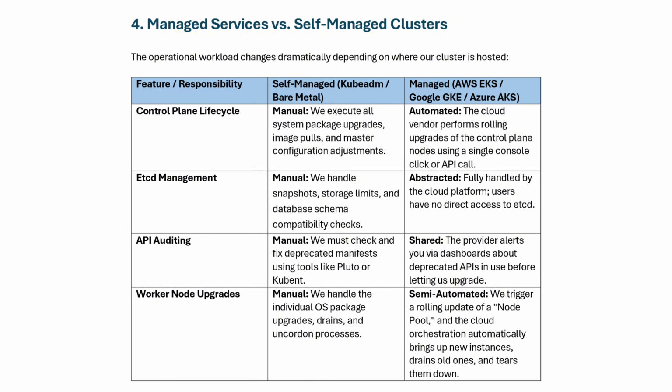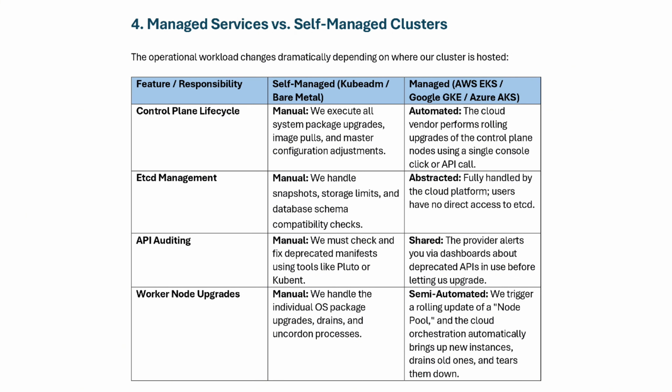Now for API auditing in self-managed, it is manual. We must check and fix deprecated manifests using tools like Pluto or kubectl. Whereas for managed AWS EKS or other providers, it is shared. The provider alerts you via dashboard about deprecated APIs in use before letting us upgrade.